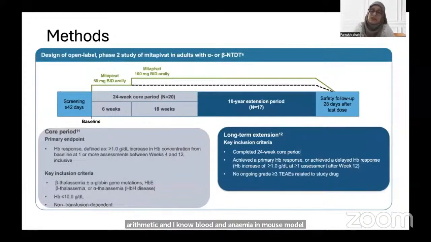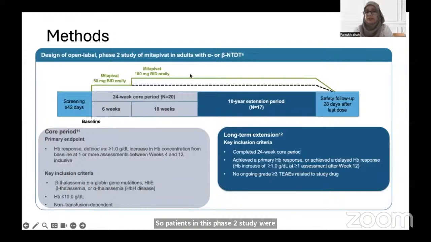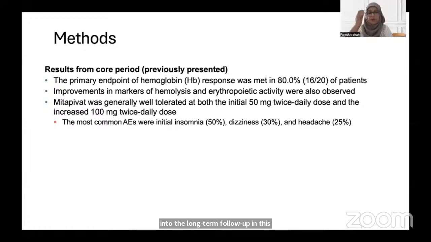This is data from the phase 2 clinical study, which was initially presented at EHA in 2021-22. And this data that I'm going to show you is presented last year. So patients in this phase 2 study were randomized to 50 milligrams twice daily, which was then increased to 100 milligrams twice daily. And then they've gone into a long-term follow-up in this study. The primary endpoint is a hemoglobin response, and this was met in 80% of patients with improved markers of hemolysis and erythropoietic activity observed in patients.